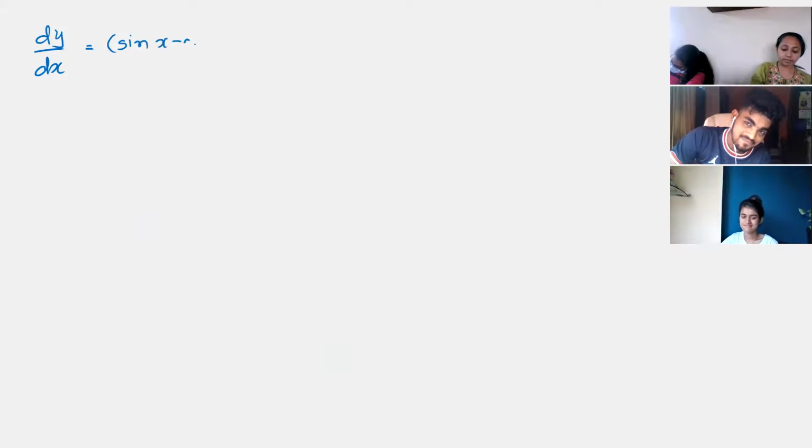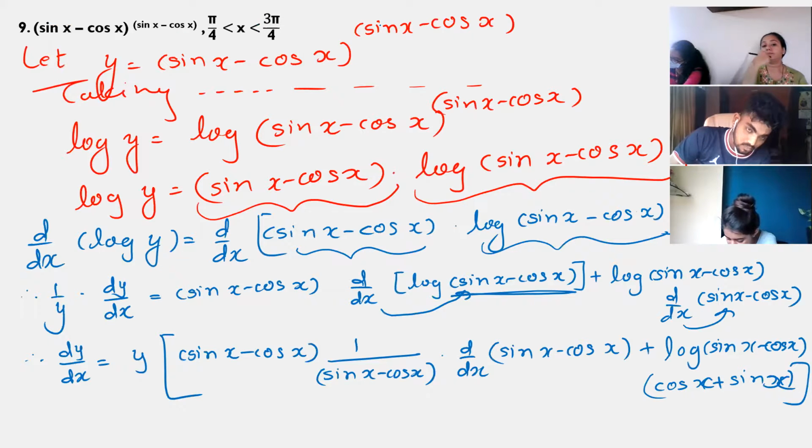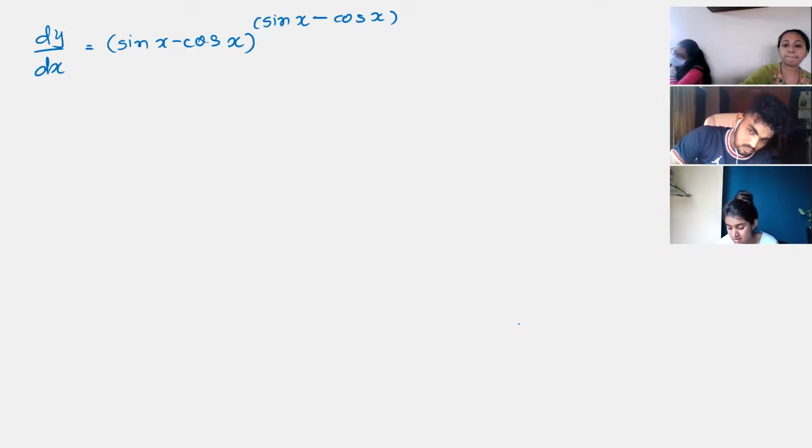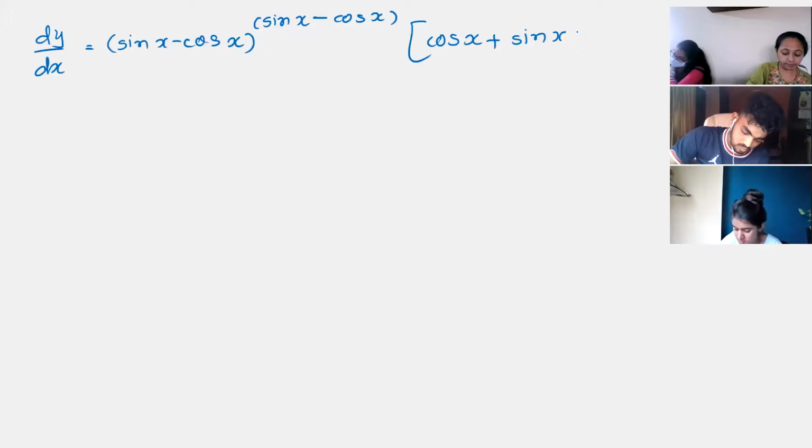dy by dx is equal to y. y is sin x minus cos x to the power sin x minus cos x. Here we can see this bracket is same in numerator and denominator, so it got cancelled. That means differentiation of sin x is cos x and cos x plus sin x, minus minus plus sin x. That means cos x plus sin x.